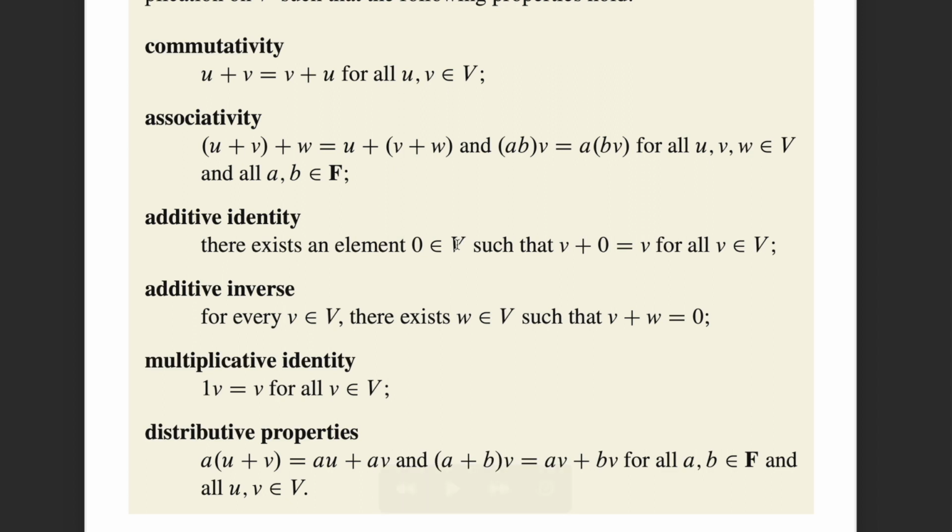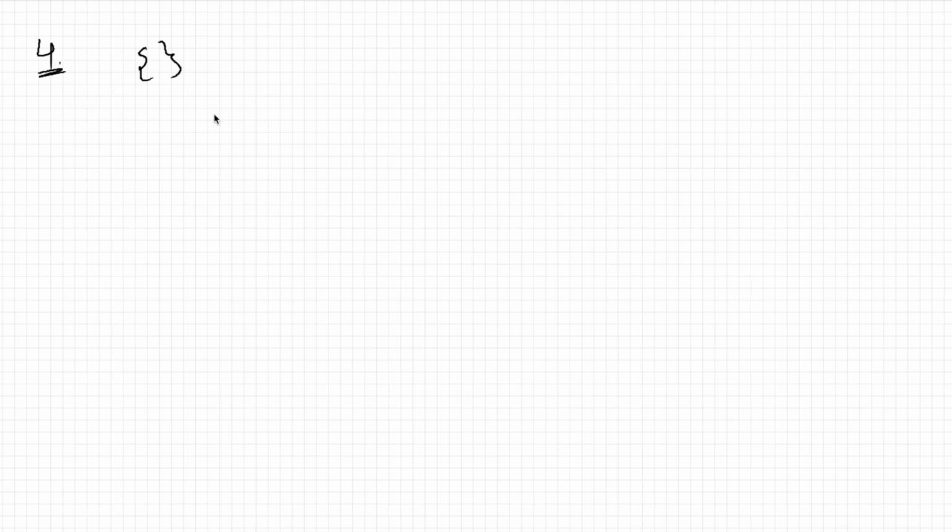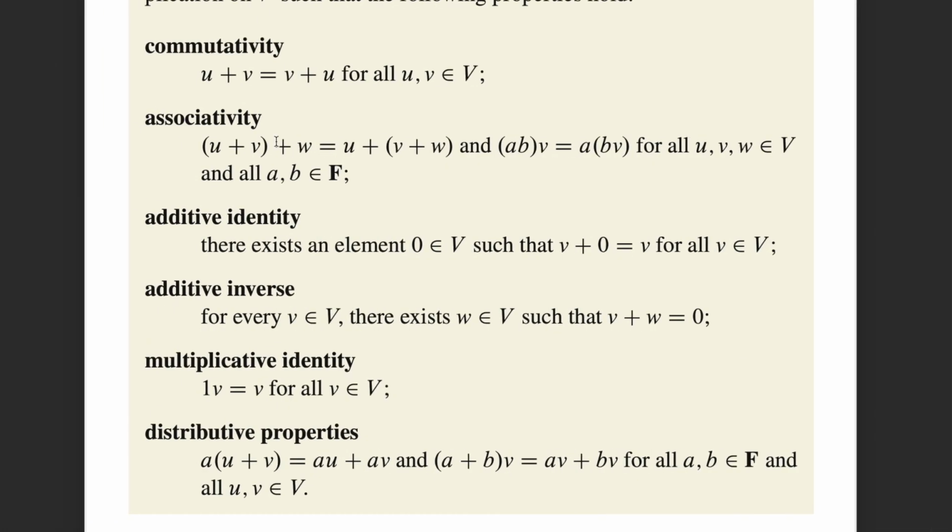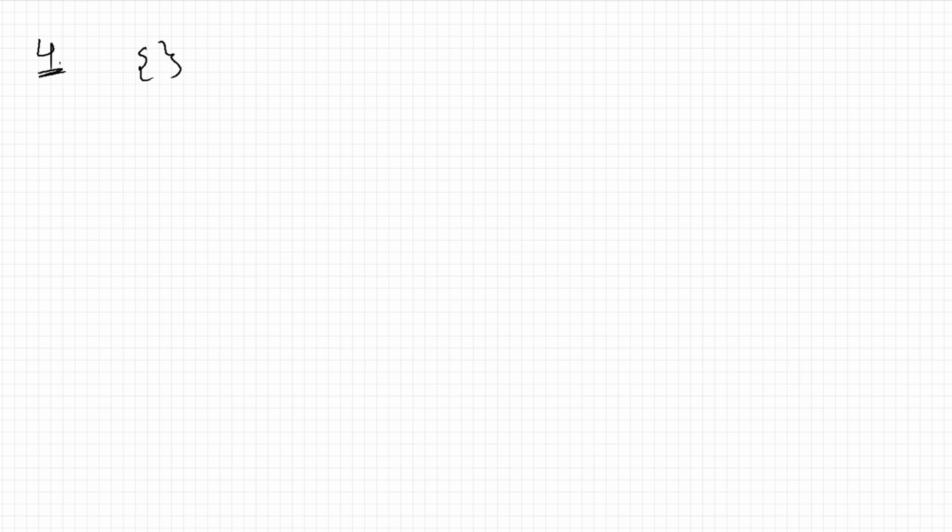in which there has to be an element beforehand, even before checking the condition. So this condition is not satisfied by the empty set because there is no 0 element. So this condition, it fails to satisfy.